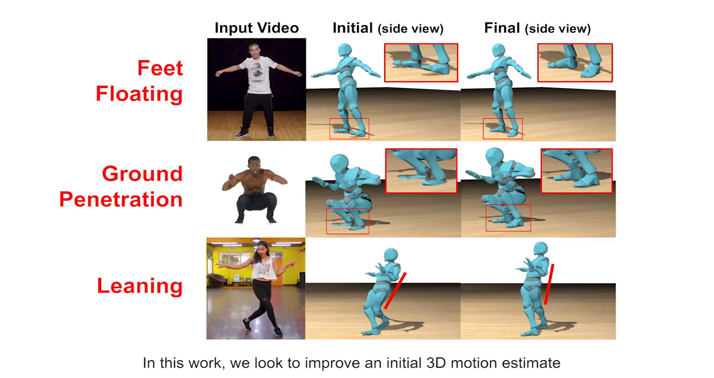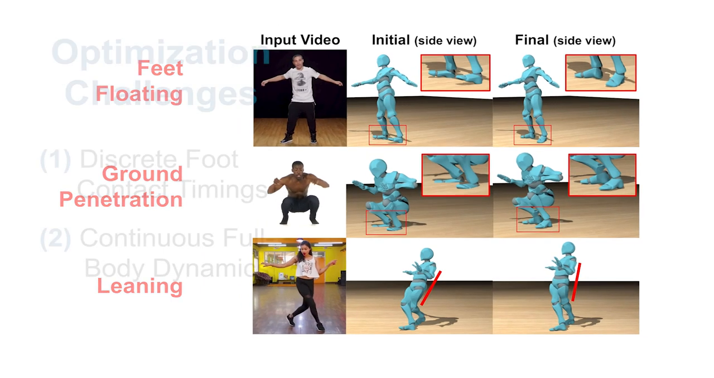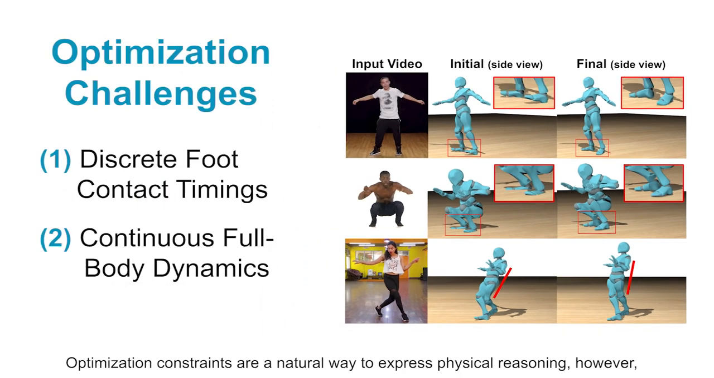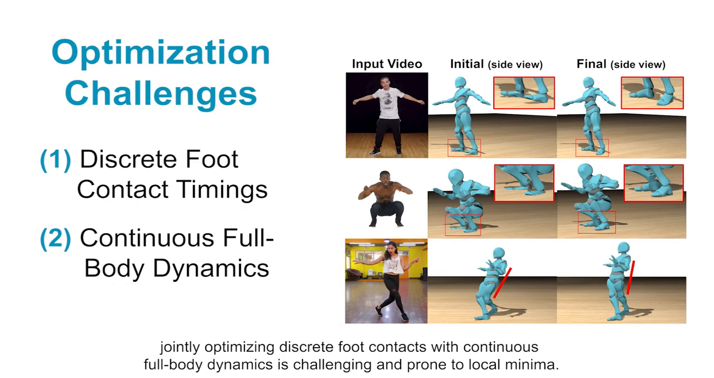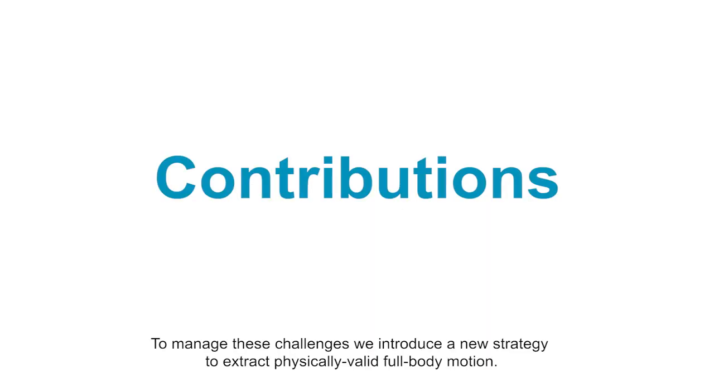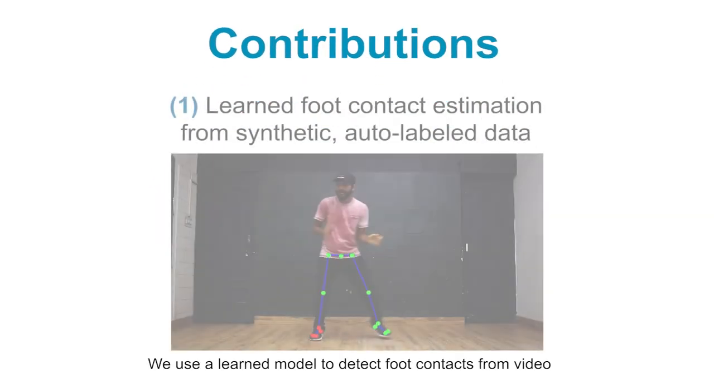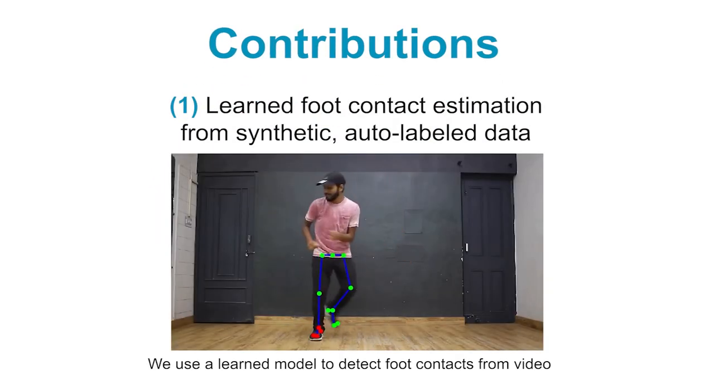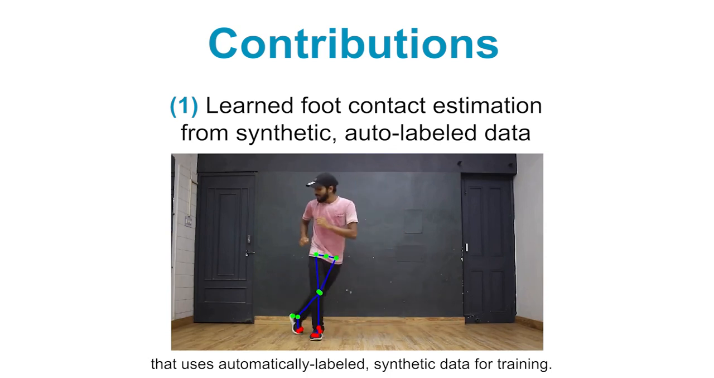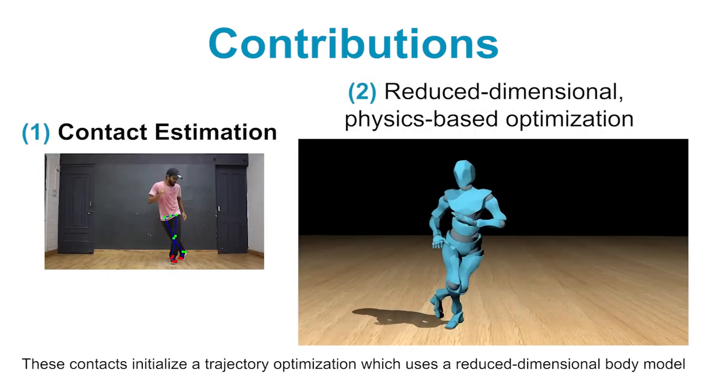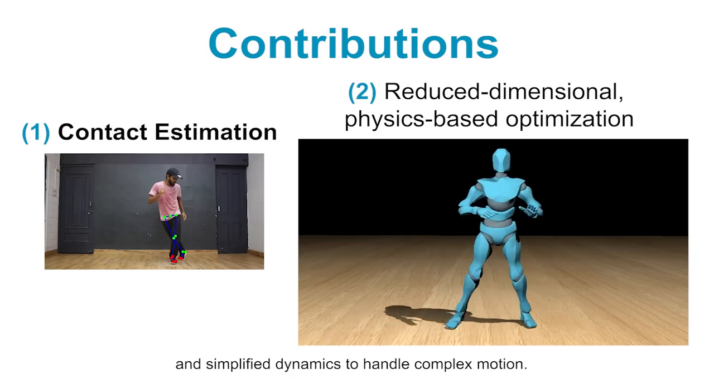In this work, we look to improve an initial 3D motion estimate using physics-based trajectory optimization. Optimization constraints are a natural way to express physical reasoning. However, jointly optimizing discrete foot contacts with continuous full-body dynamics is challenging and prone to local minima. To manage these challenges, we introduce a new strategy to extract physically valid full-body motion. We use a learned model to detect foot contacts from video that uses automatically labeled synthetic data for training. These contacts initialize a trajectory optimization, which uses a reduced dimensional body model and simplified dynamics to handle complex motion.